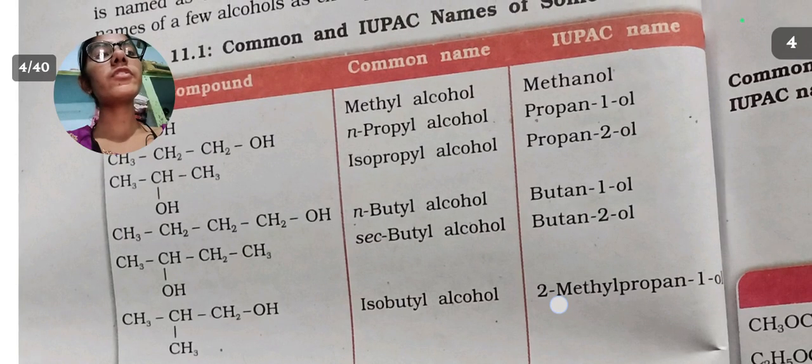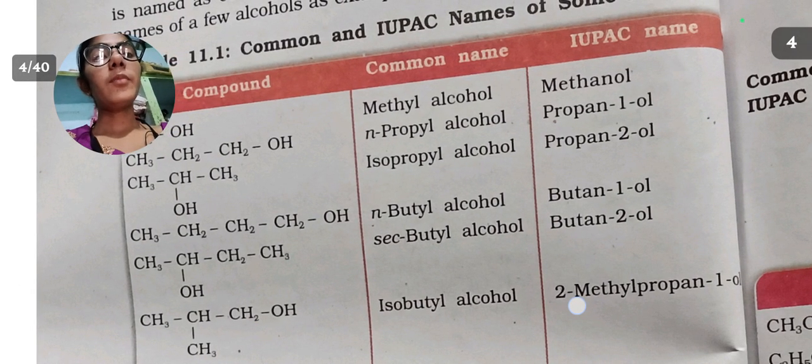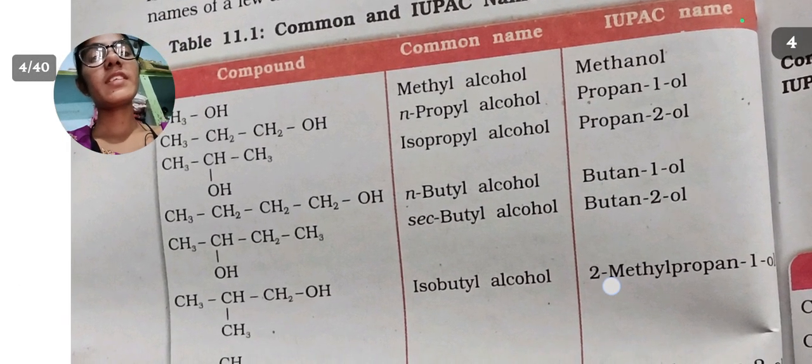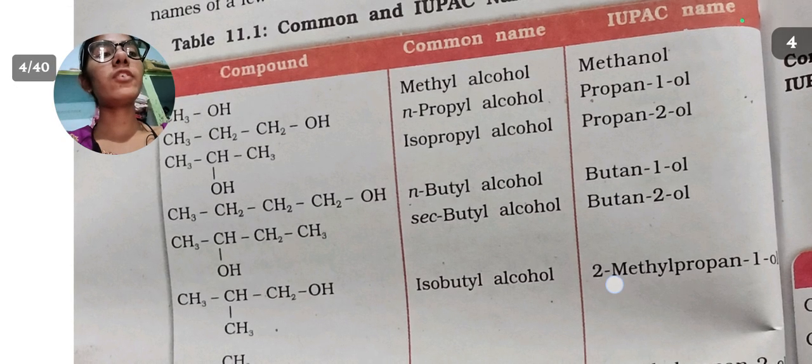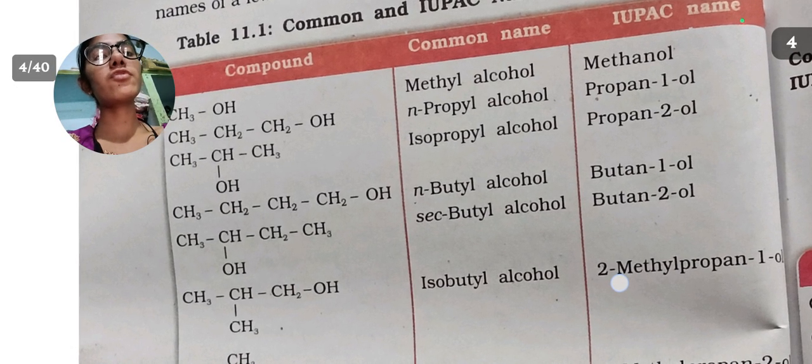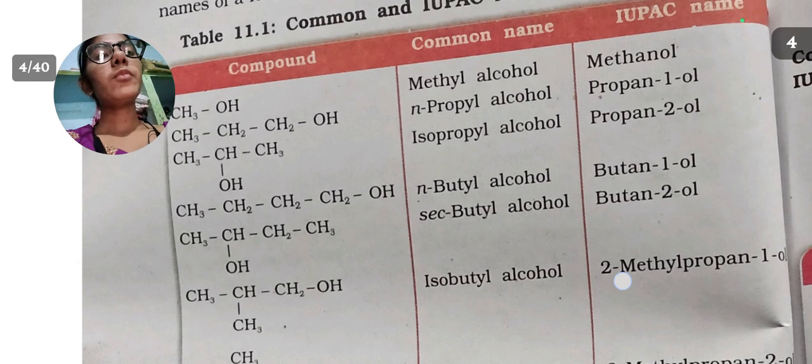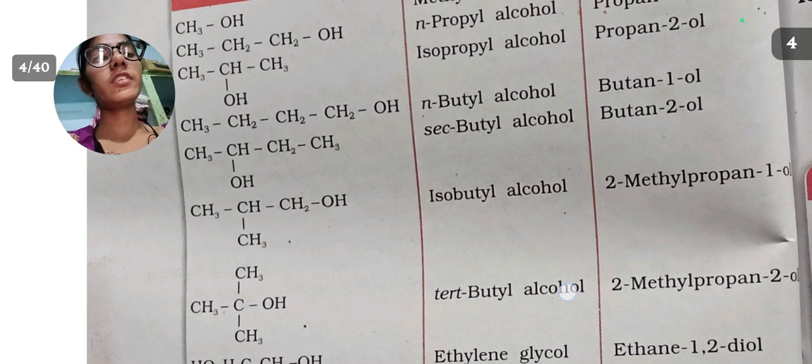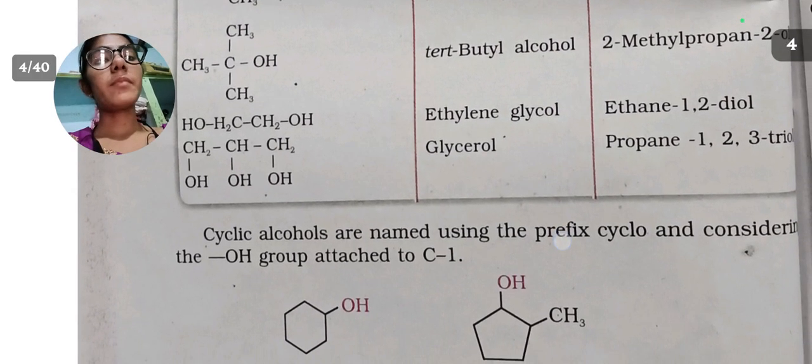In the IUPAC nomenclature, CH3OH has the common name methyl alcohol and the IUPAC name methanol. CH3CH2CH2OH is n-propyl alcohol, whose IUPAC name is propan-1-ol. You have to see these different examples.